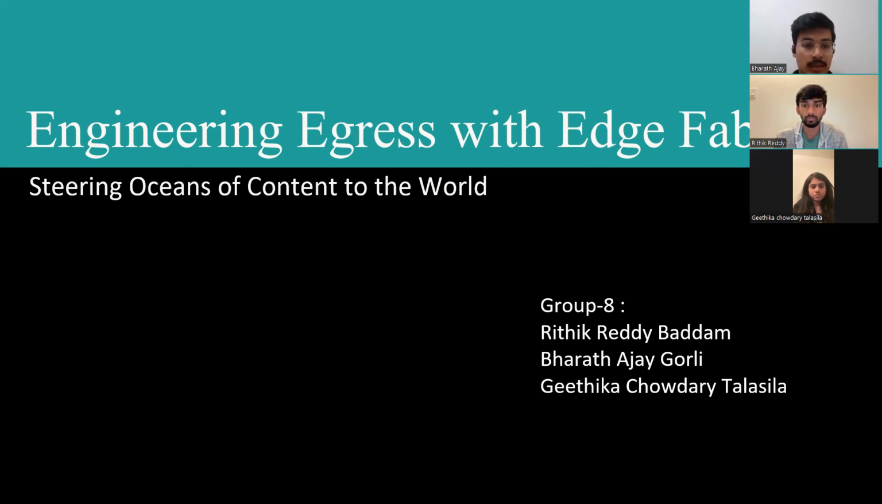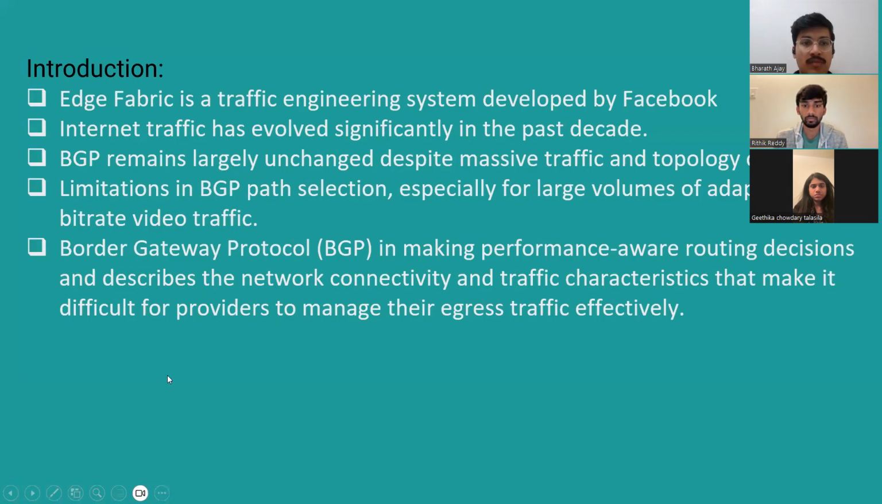Moving on to the next slide, introduction. Edge Fabric is a traffic engineering system developed by Facebook. Internet traffic has evolved significantly in the past decade. Border Gateway Protocol remains largely unchanged despite massive traffic and topology changes. There are some limitations in Border Gateway Protocol path selection, especially for large volumes of adaptive bitrate video traffic. We look at how Border Gateway Protocol makes performance-aware routing decisions, and describe the network connectivity and traffic characteristics that make it difficult for providers to manage their egress traffic effectively.